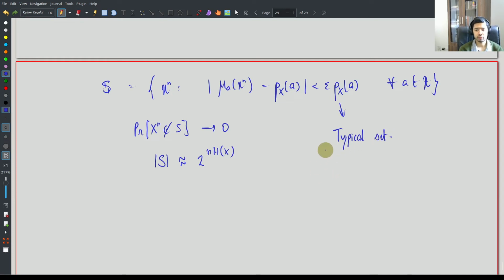Therefore, for compression, it turns out to be sufficient to look at only typical sequences, that is the sequences in this typical set. But again, we won't discuss this in much detail in this particular course. We'll come back to this in the source coding and the channel coding course, wherein we'll see a full proof of the general source coding theorem and the general channel coding theorem. But this is basically the idea.